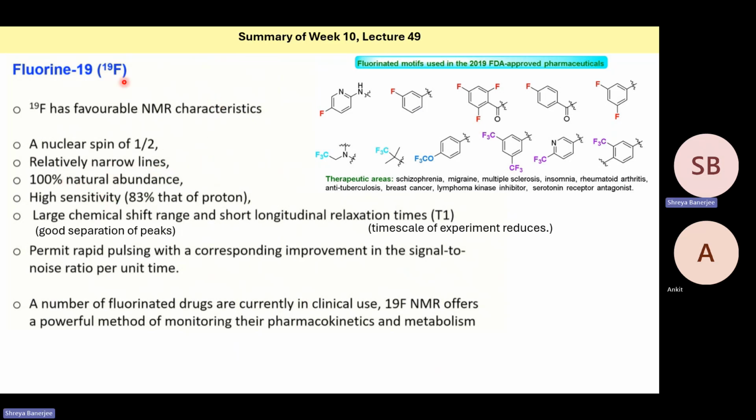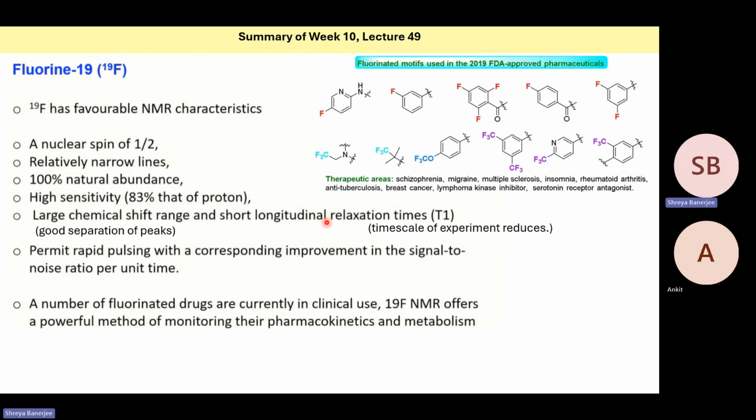Another advantage is that 19F has 100% natural abundance. It does not have any other isotope. So it has high sensitivity due to this large natural abundance. This natural abundance and high sensitivity are things the proton also has. But a good advantage of 19F that is better than the proton is that the chemical shift range is large. So that helps in better separation of the peaks, and the longitudinal relaxation time is much shorter than that of 1H.